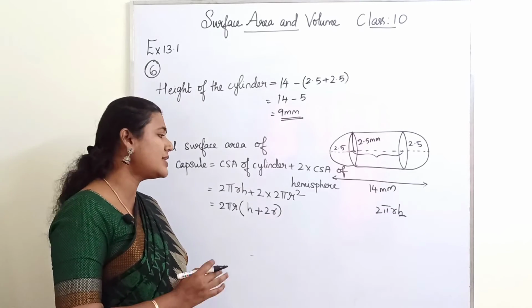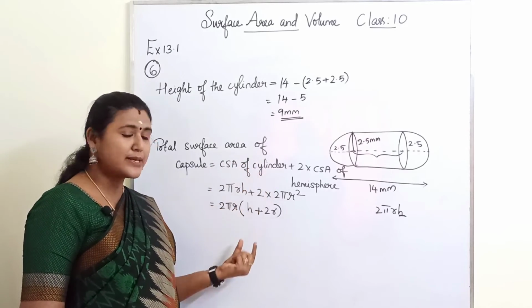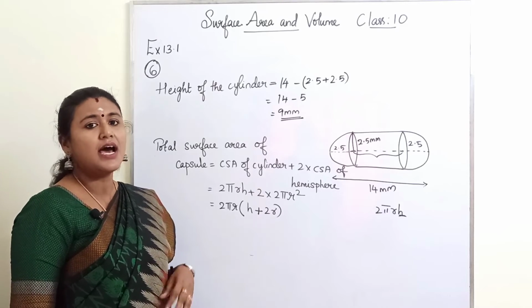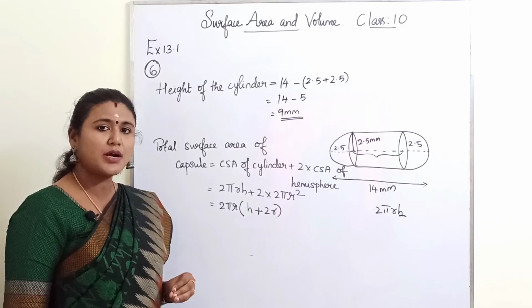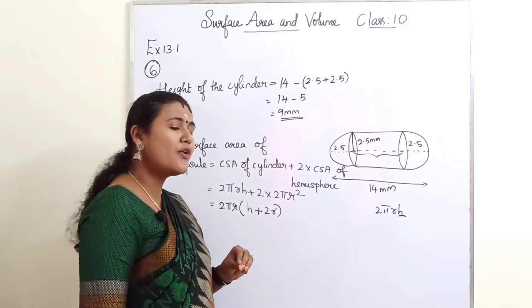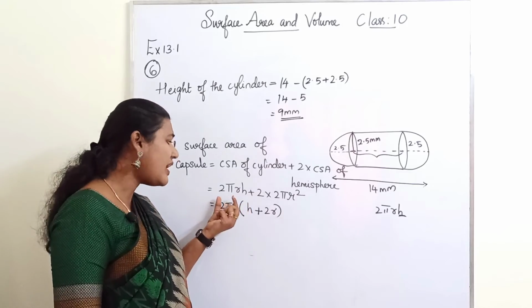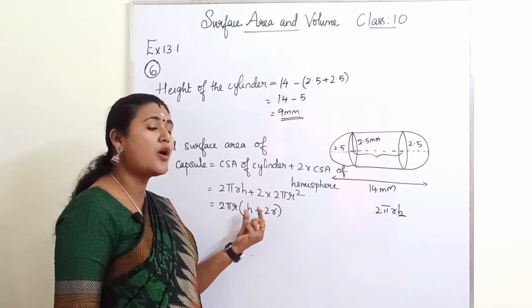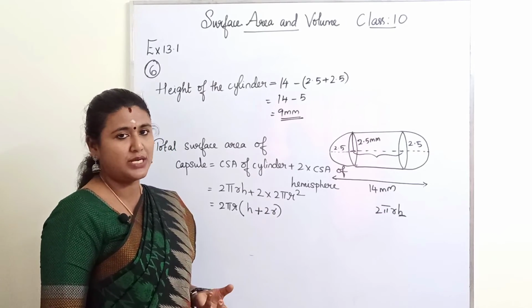Normally what the children will do, they will calculate the CSA of the cylinder separately and the CSA of hemisphere separately, then they will add. Actually it involves a lot of calculation and it is time consuming also. So instead of calculating separately, we can calculate together, and if we are taking the common terms outside, we can reduce the calculation.